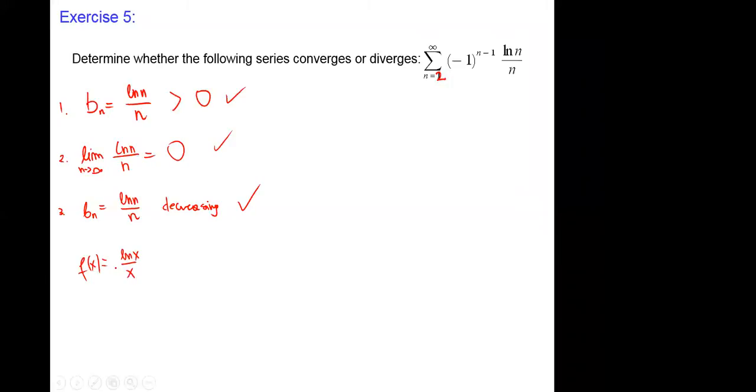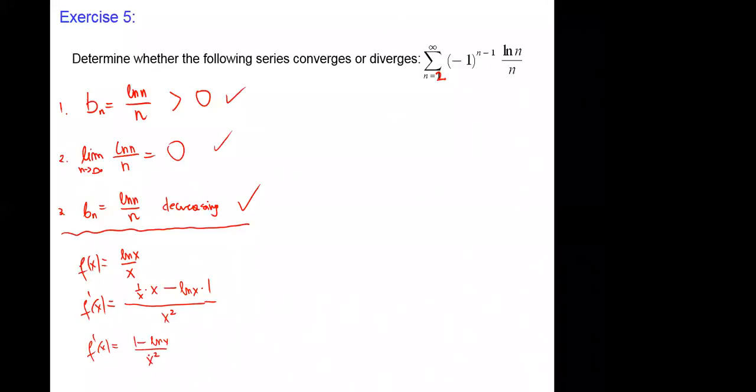Ln of x over x, we remember we have to rewrite in terms of x, and then let's differentiate. I'm looking for the intervals of decrease of this function. I will use the quotient rule. Natural log of x, derivative is 1 over x times x minus ln of x times 1, over x squared. This means the derivative looks like 1 minus natural log of x over x squared. I want this derivative to be less than 0. I have to check the intervals. I will ignore the denominator because it's always positive. It means only the top.